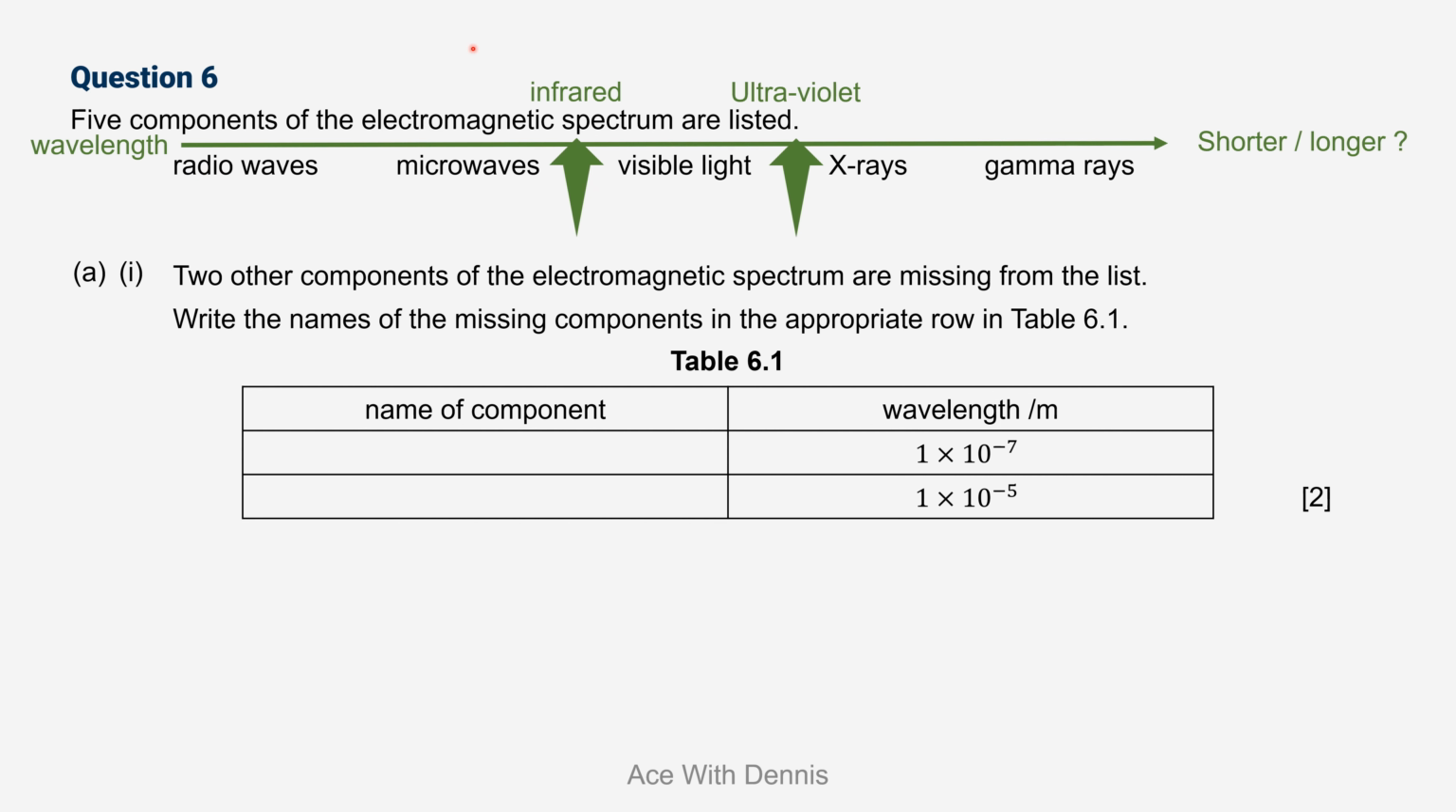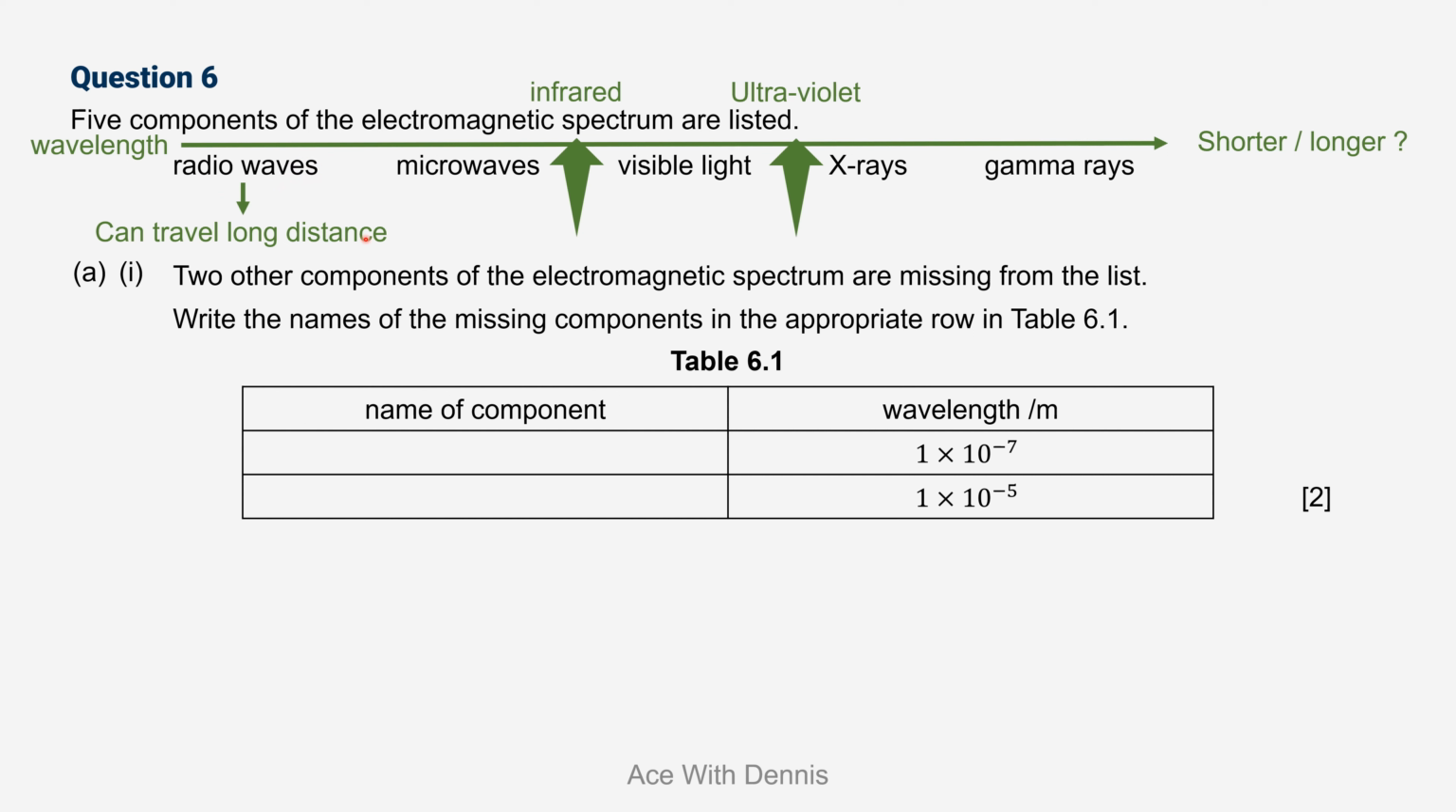Now, how to tell? What you can do is look at the first component here, which is the radio waves. We use radio waves for the signal transfer. So why do we use radio waves as signal transfer? Because they can travel long distance.